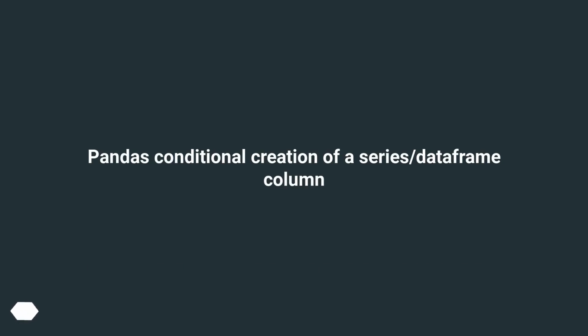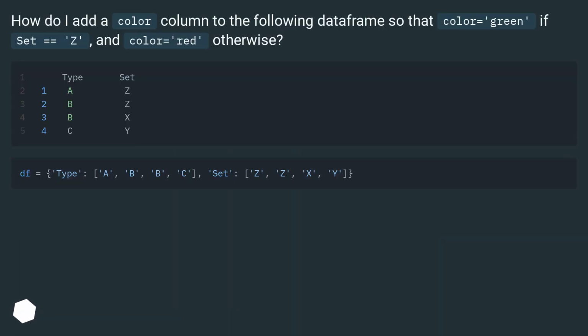Pandas conditional creation of a series/dataframe column. How do I add a color column to the following dataframe so that color equals green if set equals Z, and color equals red otherwise?